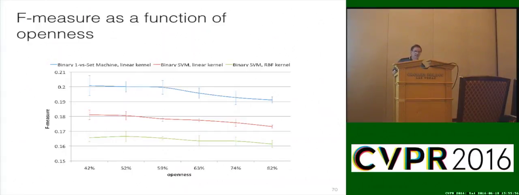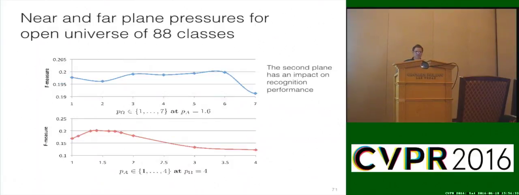Here's another set where we looked at this as a function of changing the openness. As we change the number of unknowns we use during training and testing, we can increase the openness, and we see that the 1-vs-set machine starts off higher and goes down a little bit. The binary SVM with linear kernel also decays. All three perform relatively flat at a very high level of openness, so their performance doesn't vary a lot with openness. If we'd gone all the way towards zero openness, we'd see a very sharp drop-off, and then they flatten out, with 1-vs-set above binary above one-class.